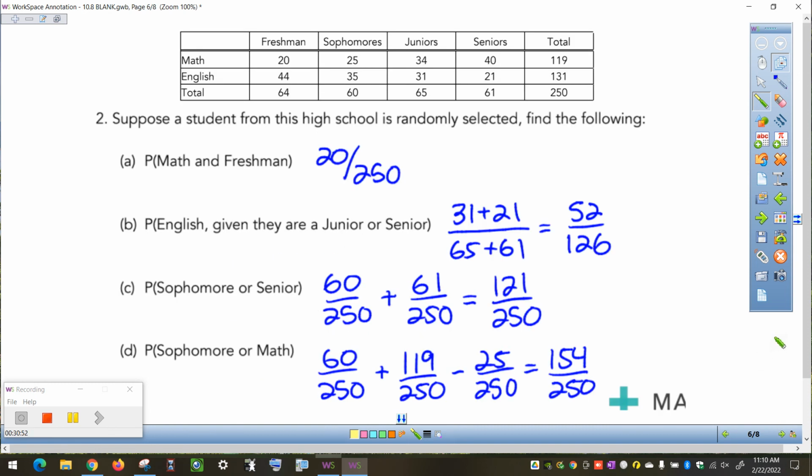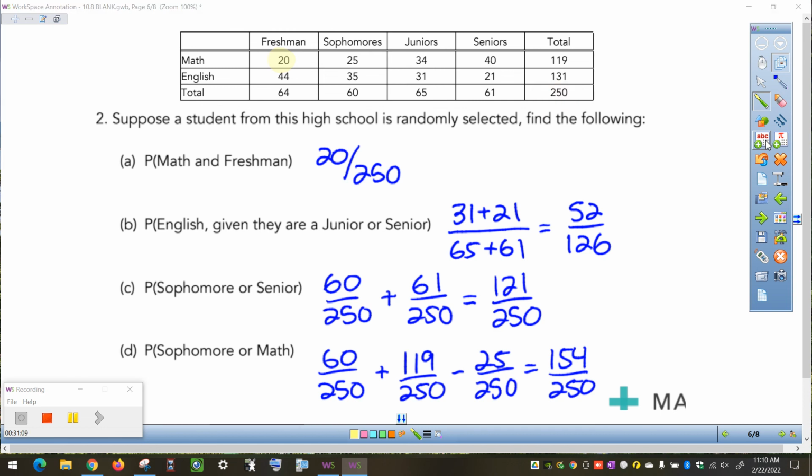All right, we'll take a look at the second part here. So the probability that someone prefers math and they are a freshman, so that's going to be that same value of 20, but this time it's back to our table total of 250 students altogether.